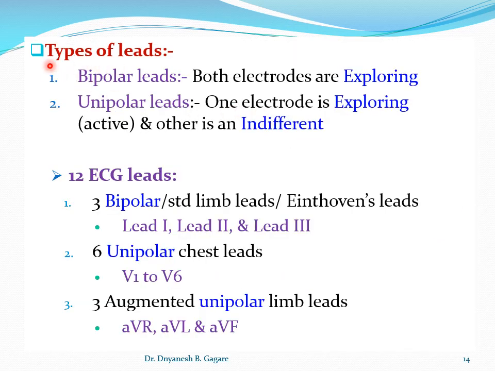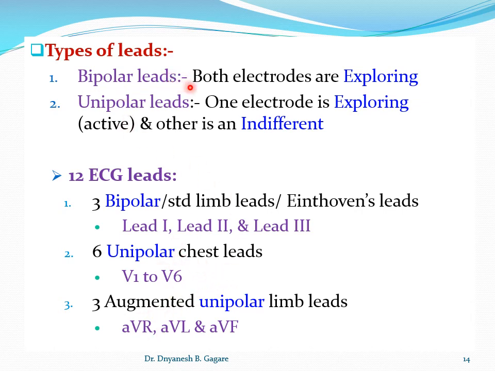Now see, there are a total of 12 leads, that is the types of leads. These 12 leads are divided into two groups. So how are they classified? The 12 leads are classified into bipolar leads and unipolar leads. Three leads are bipolar and the remaining 9 leads are unipolar. We'll go there, but what are bipolar leads and what are unipolar leads?